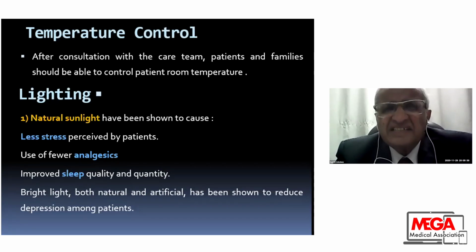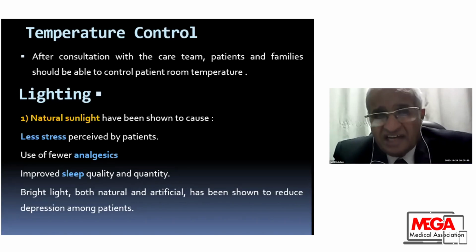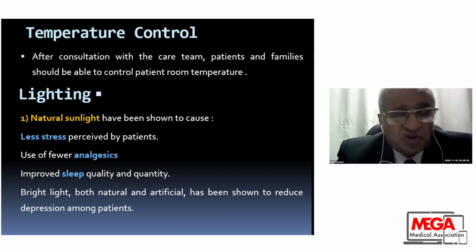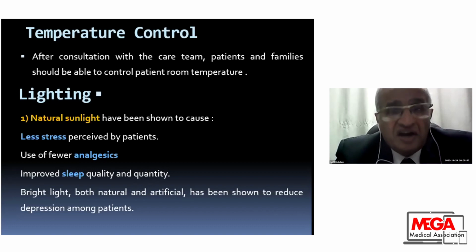The bright light, both natural and artificial, has been shown to reduce depression among patients. So all this shows the importance of natural sunlight, and that's why we say the intensive care unit should have windows, wide windows looking on a lovely view.